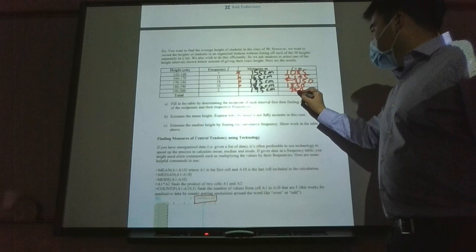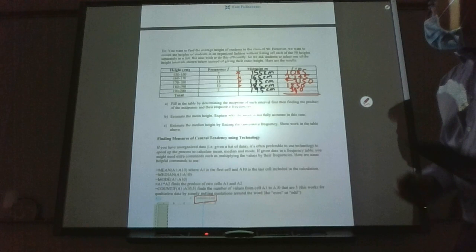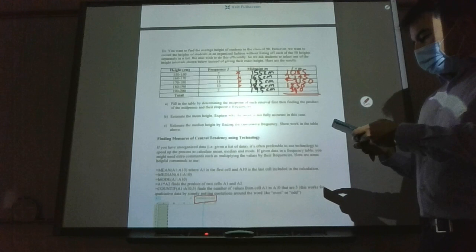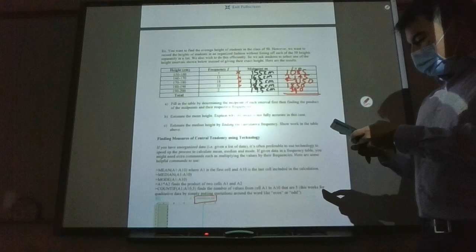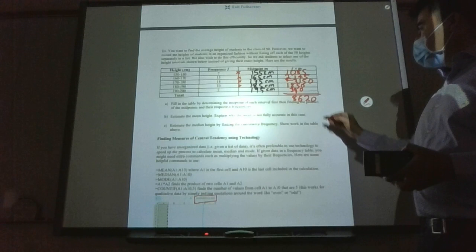Okay, so all we're going to do here, it's supposed to be a 9, is simply add up all these values. And this is going to help us to figure out what the mean is. So when you add them all up, what do we get? Did everyone get 8,620? Did everyone get that? Okay, I'm just double checking because I could make a mistake. Okay, so I got 8,620 when I add them all up.